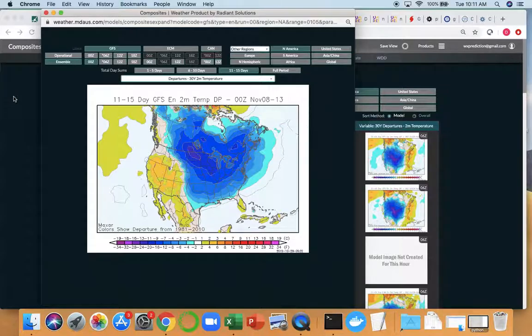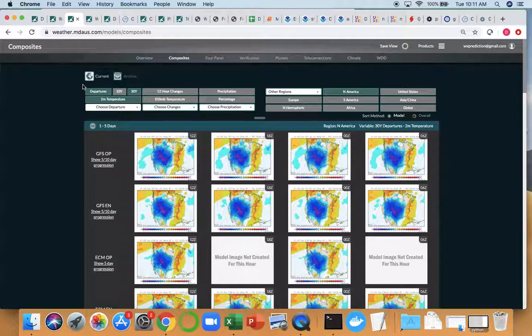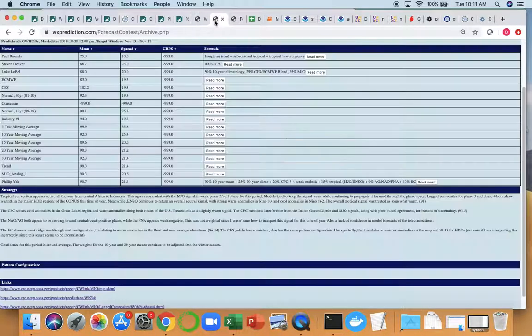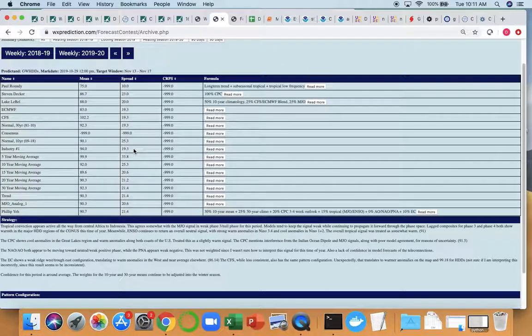So the short range, 1 to 5, 6 to 10, 11 to 15, certainly HDDs are above the 10 and 30 year. Significantly so, in many cases, 10 or 20 HDDs for each of those 5-day blocks. And the forecasts have shifted colder over the last several days. So that's an observation and potentially an important data point for our 16 to 20-day forecast.